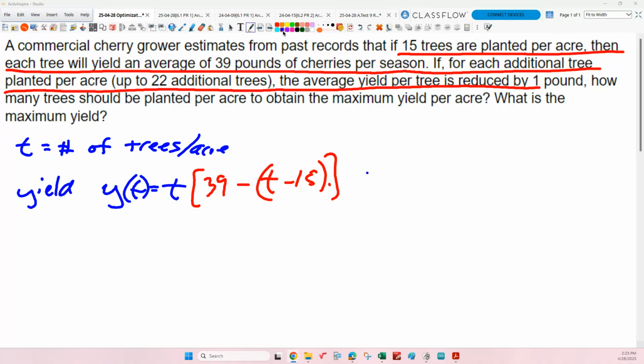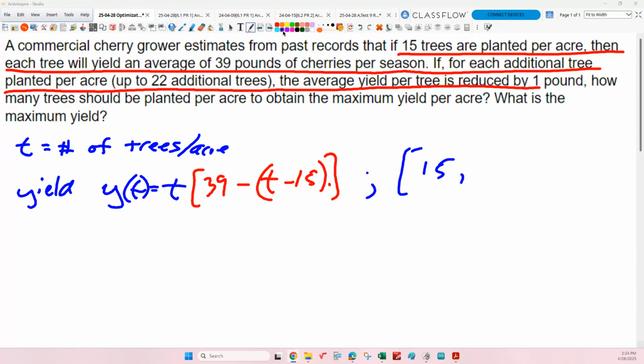Now, what would my domain be here? Would it be 0 though? No, it'd be 15. We can sort of shorten our domain a little bit here because there's really no sense trying anything below 15, right? The yield is going to be 39 pounds per tree, whether I put in 1, 2, 3, 4, all the way up through 15. So why would you possibly put in something less than 15? Only when you get to 15 are things going to start to change, because then you start to actually reduce the yield of each tree. Give me thumbs on that. Does that make sense? So really, there's no reason for us to start anywhere other than 15.